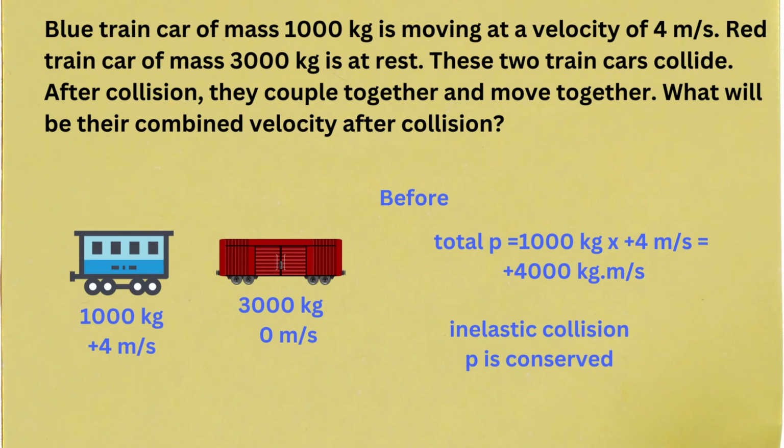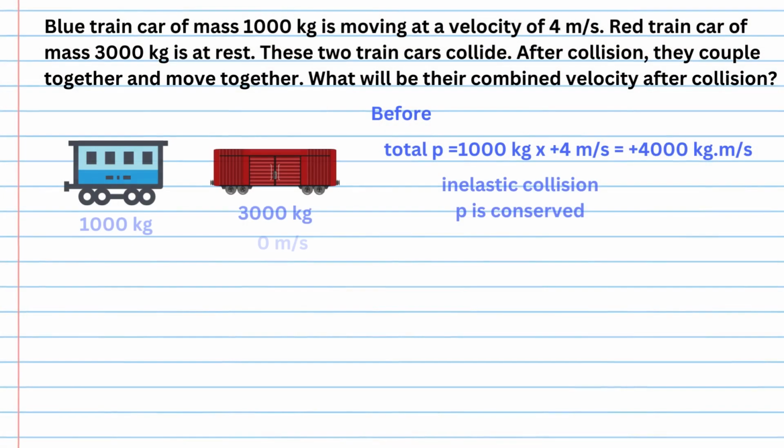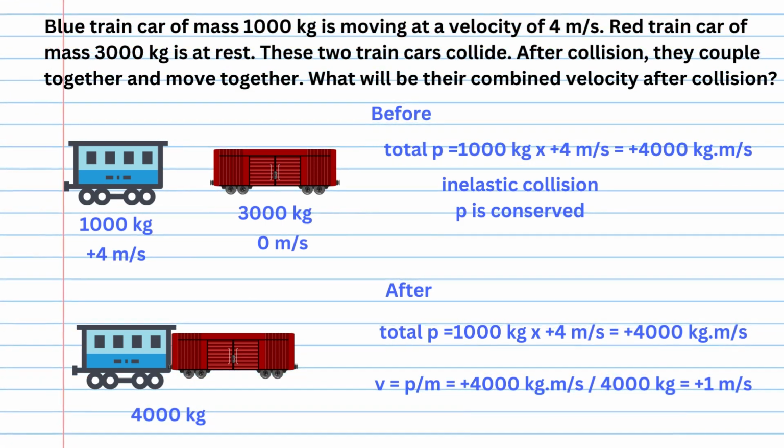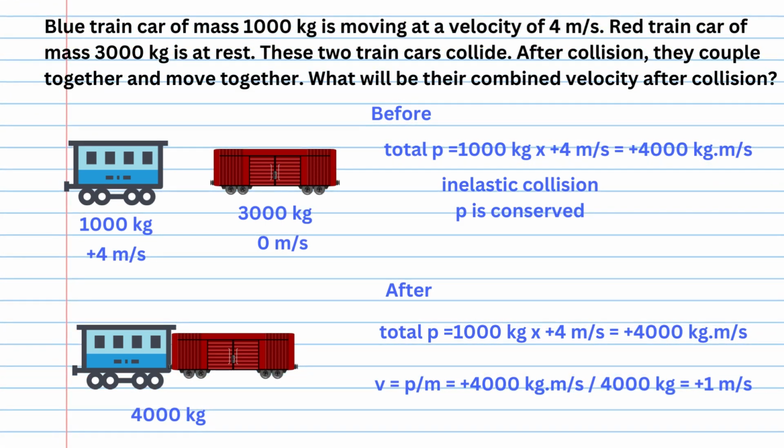So the next step is going to be to calculate the total momentum of the two train cars before collision. In this case, the blue train car has momentum of 4000 kilogram meter per second, and the red train car has no momentum because it is at rest. And we also see that it is an inelastic collision, and momentum is conserved for both inelastic as well as elastic collisions. The next step is to figure out the total momentum after collision. Since momentum is conserved, the total momentum after collision is the same as the total momentum before collision. So it is still going to be plus 4000 kg meter per second.